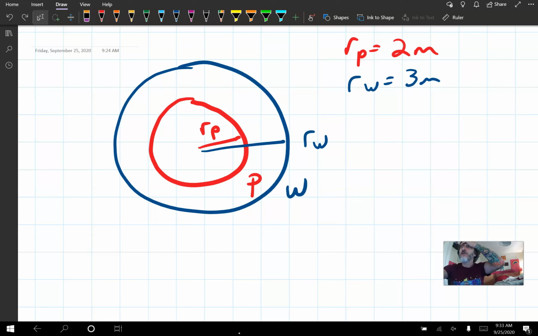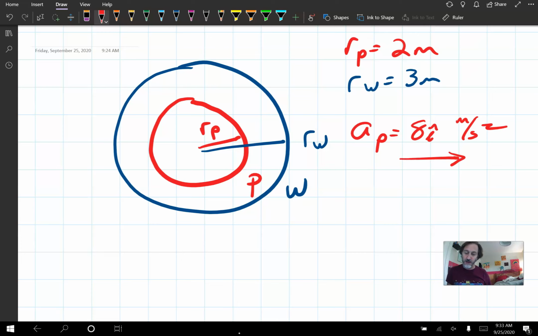It says at one instant, the acceleration of the purse is a equals 8i meters per second squared. So there is an instant at which the acceleration of the purse is 8i meters per second squared. Remember, i means in the x direction, and the fact that it's positive tells us that the vector is pointing this way.